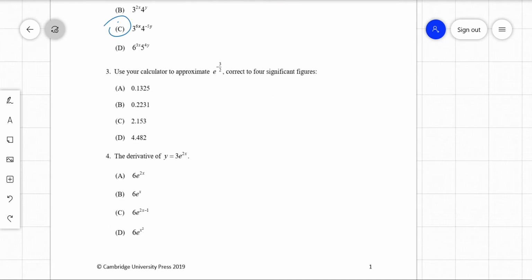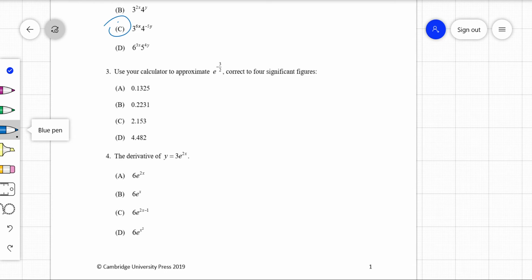Okay, using the calculator, I can't really help with that one, but the answer should be 0.22, yep, so B. And the derivative in number 4, remember the 2 will come down, so it becomes 6e to the 2x. 6e to the 2x is A.